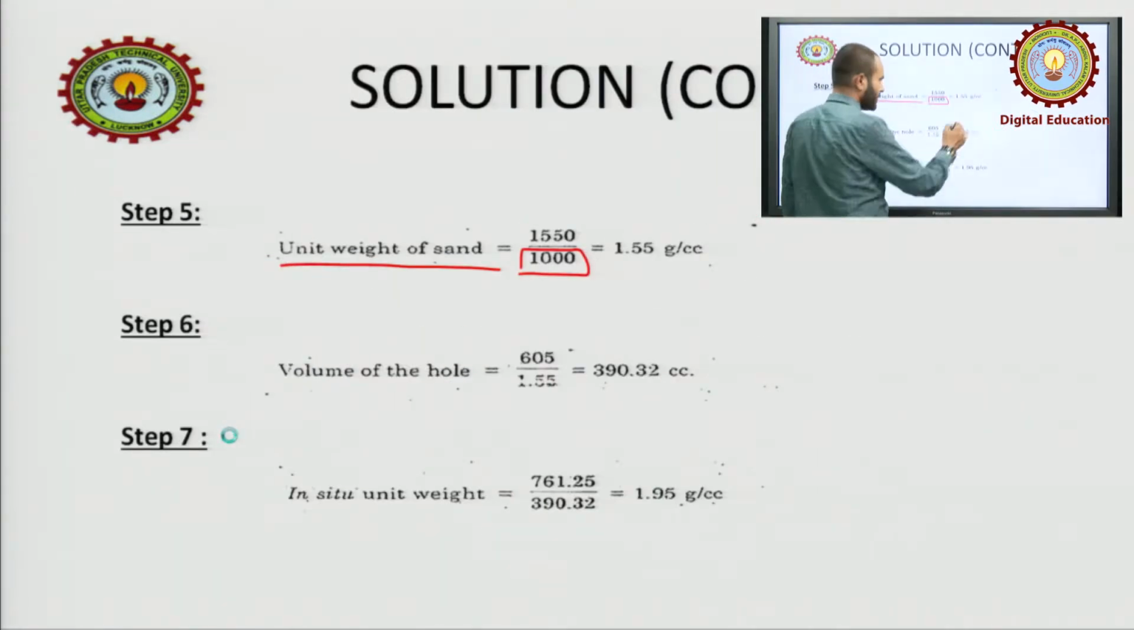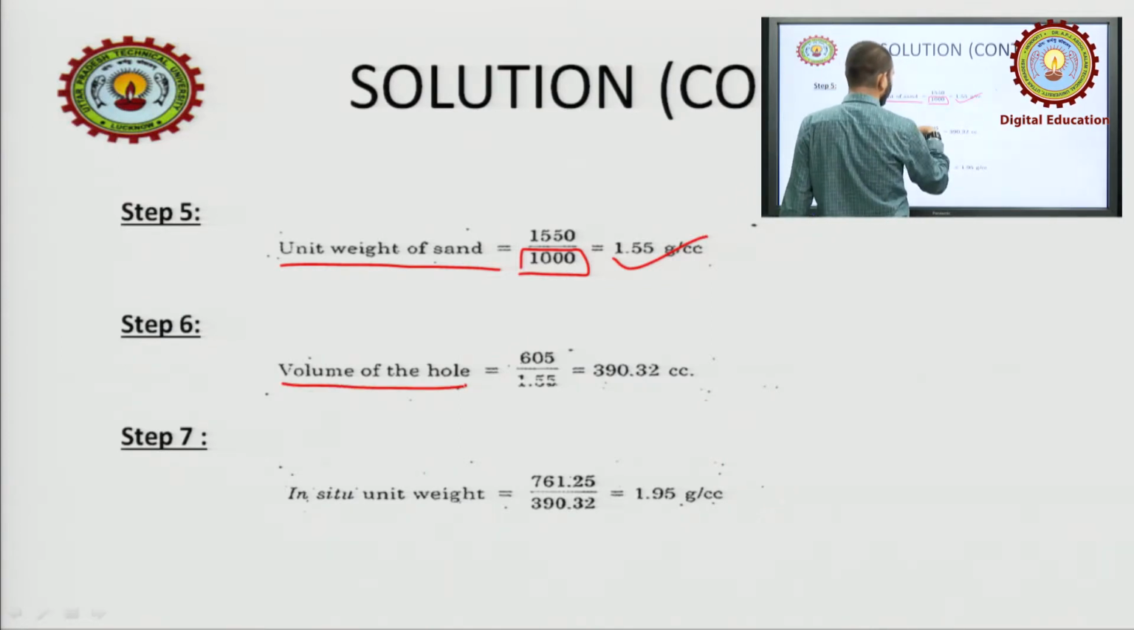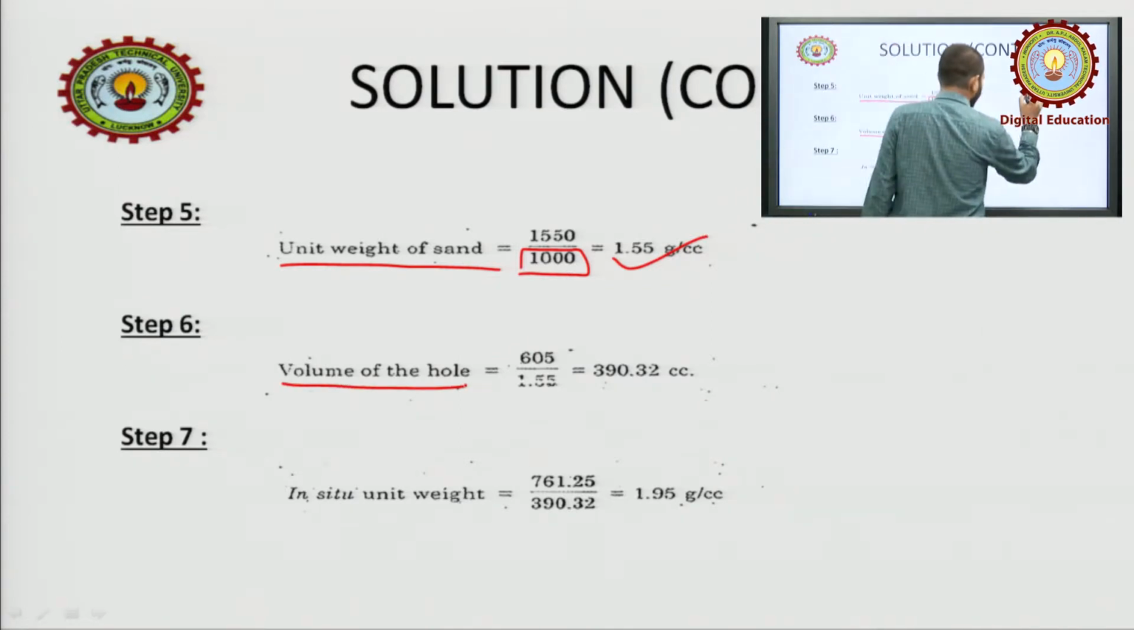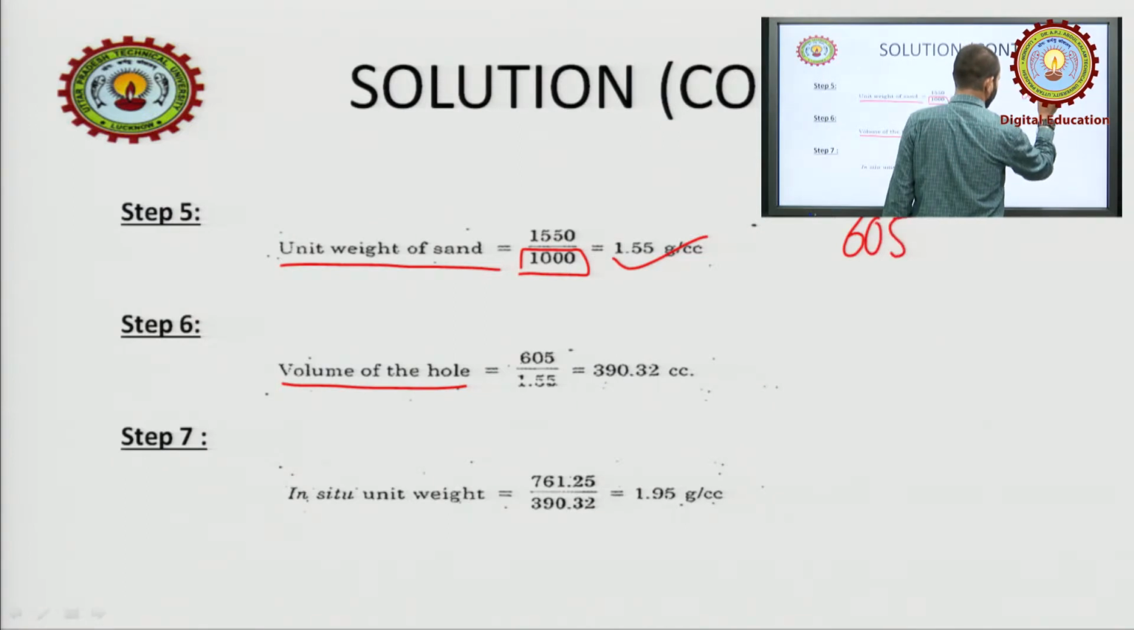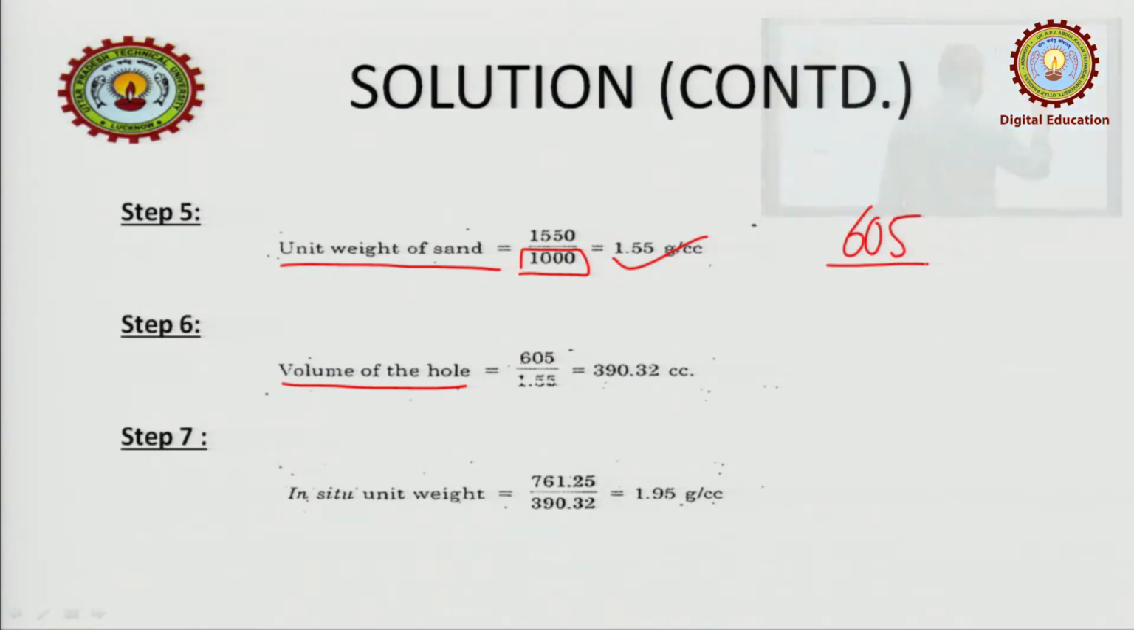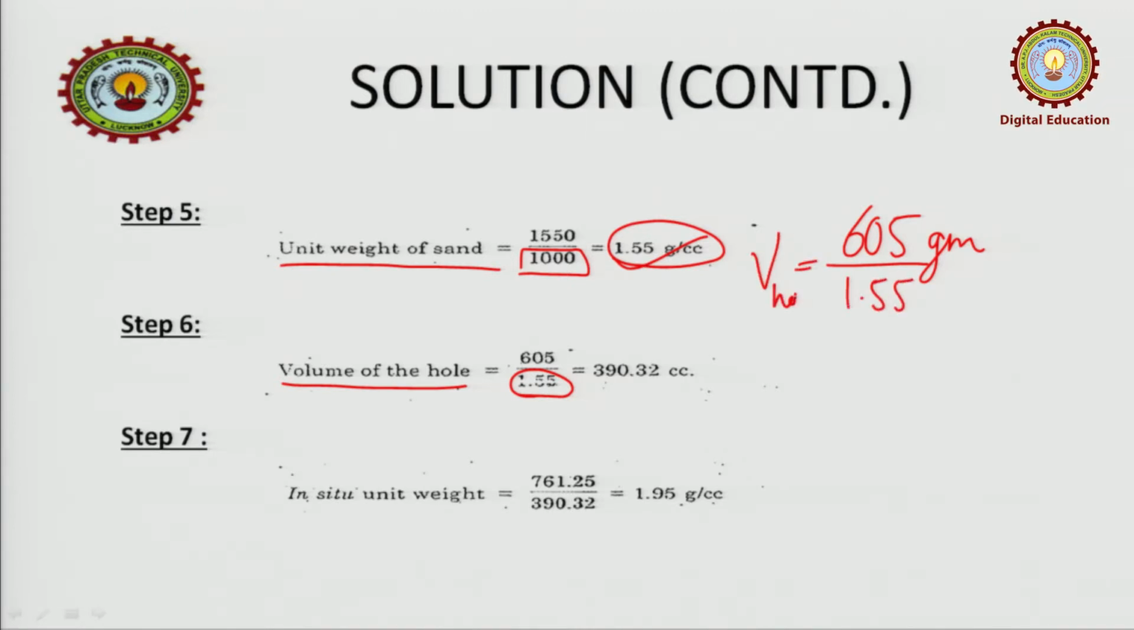So we have done the same here, this comes out to be 1.55. And the volume of the hole, how will you find out the volume of the hole? If you remember, this is the mass of the sand which was used to fill the hole, which we calculated in the previous slide. We also know the dry density or the unit weight of the sand which we have calculated here. So this will give us the volume of the hole, which comes out to be 390.32 cc.